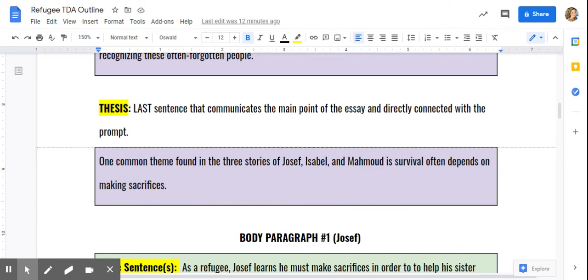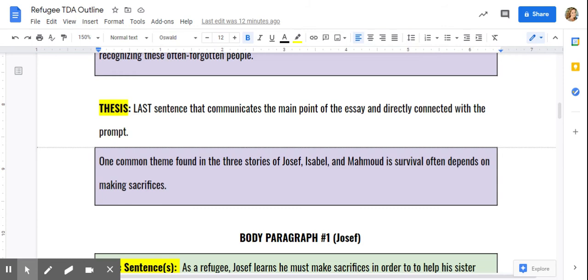So remember, the prompt asks you to write about one theme that's common to all 3 stories, the structure of how Refugee was written. And my theme that I chose is about sacrifices. So I wrote my thesis in this way. One common theme found in the 3 stories of Joseph, Isabel, and Mahmoud is survival often depends on making sacrifices. So when you write your thesis, you can use this very same sentence, but just replace the theme that you're going to be writing about with mine about making sacrifices.